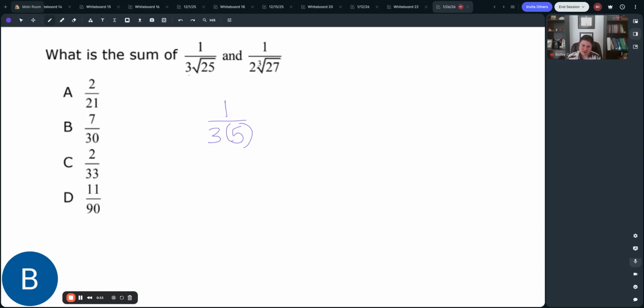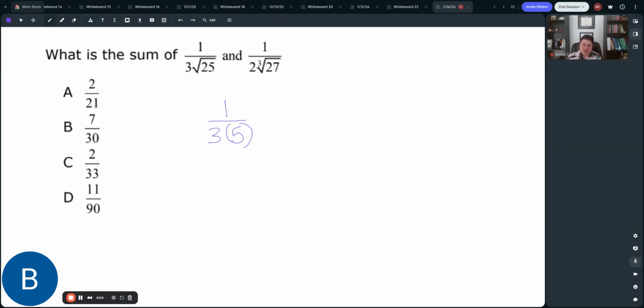Remember, if two things are next to each other like this without any operation, it's implied that that operation is multiplication. Just like if this were 3x, that would mean 3 times x. 3 root 25 means 3 times the square root of 25. So this is 3 times 5.